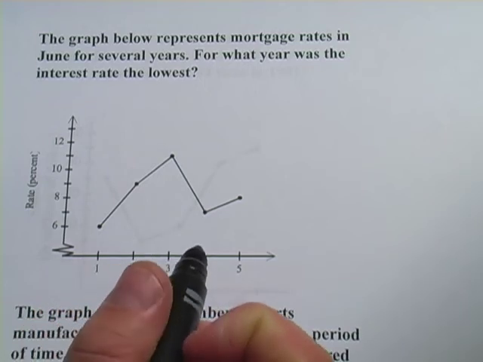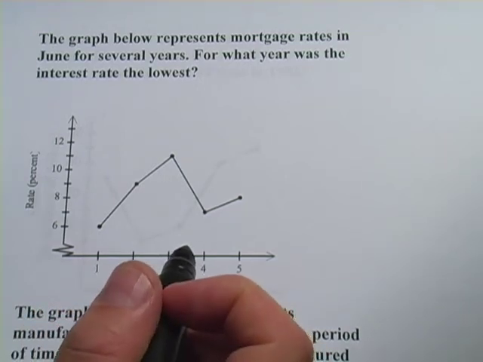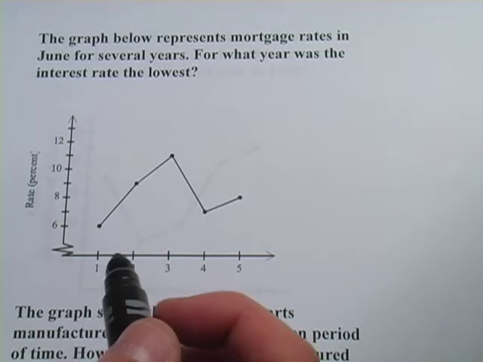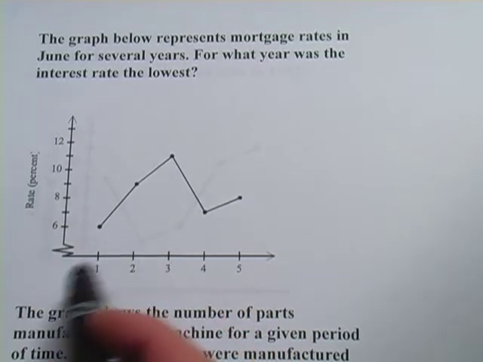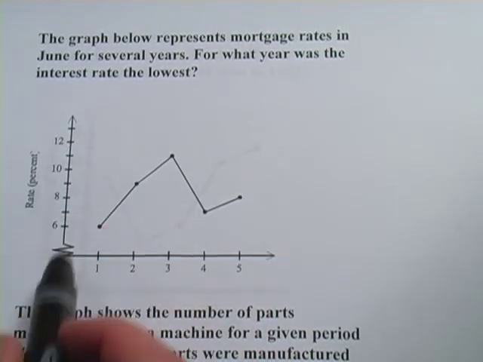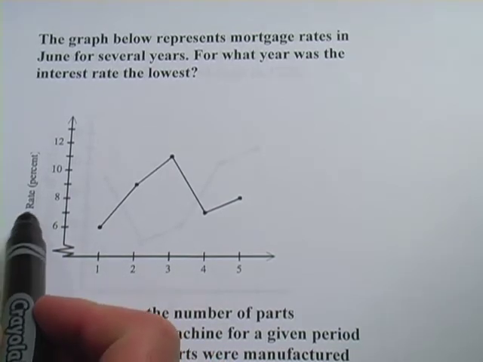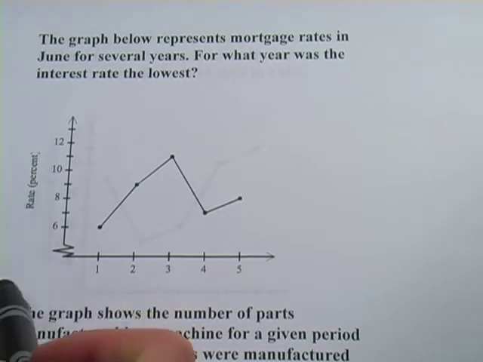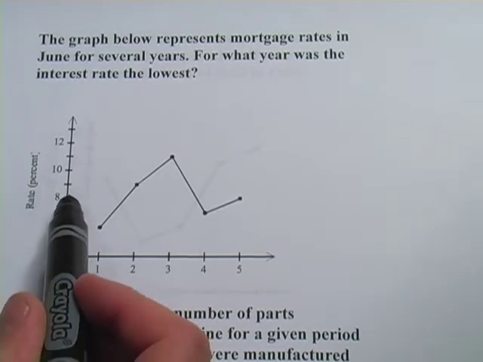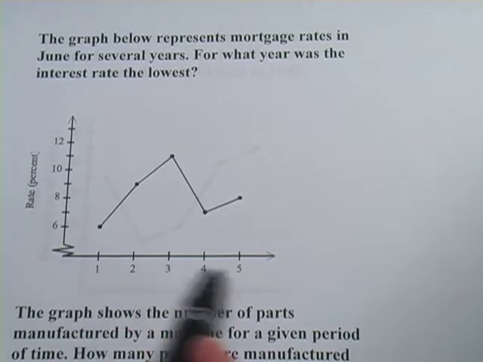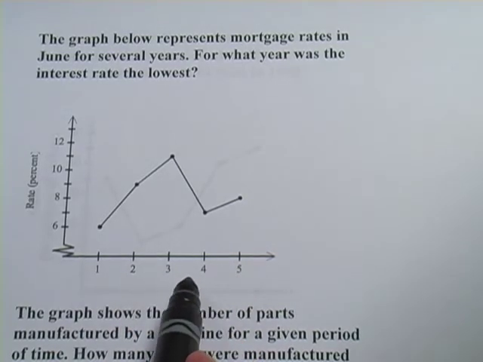In these problems, we're working on reading line graphs. It's important to understand what the numbers on the graph represent and the parts of the graph. These lines on the side are called the axes of the graph, and they show something. This one on the left has a legend, some words. It says rate percent. So this is 6%, that's 8%, that's 10%. And then I'm not sure what this is, so let's read the problem and see what it is.